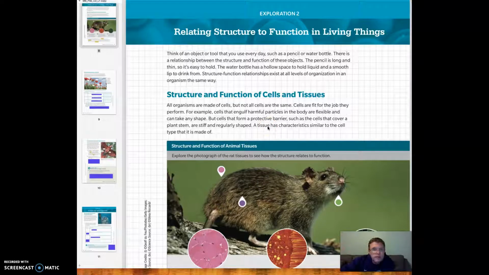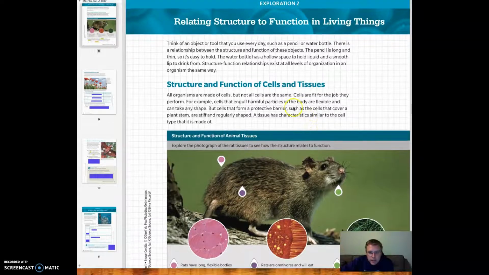Okay, everyone, let's continue on into Exploration 2. We're in Unit 2, Lesson 1. And basically, as you can see up here at the top, Exploration 2 deals with relating structure to function in living things. And this can be in cells, this can be in tissues, this can be all the way up to organs and organ systems, okay?